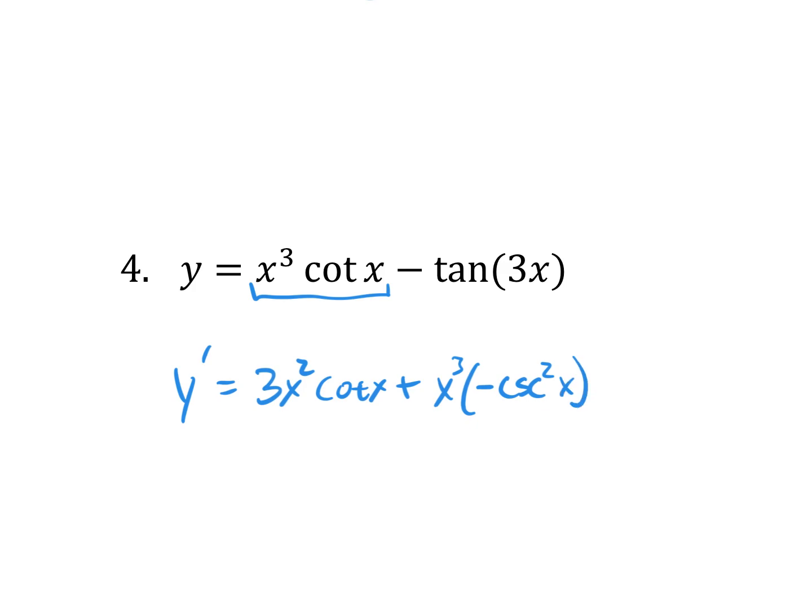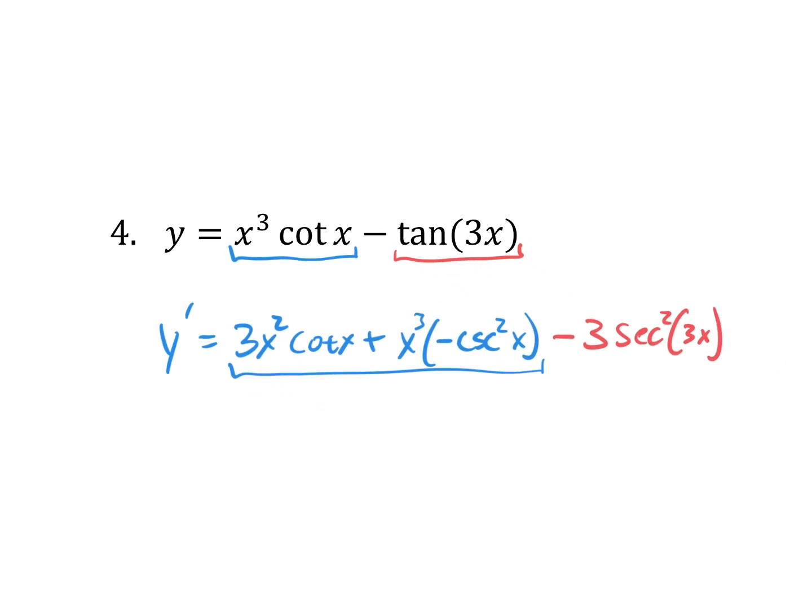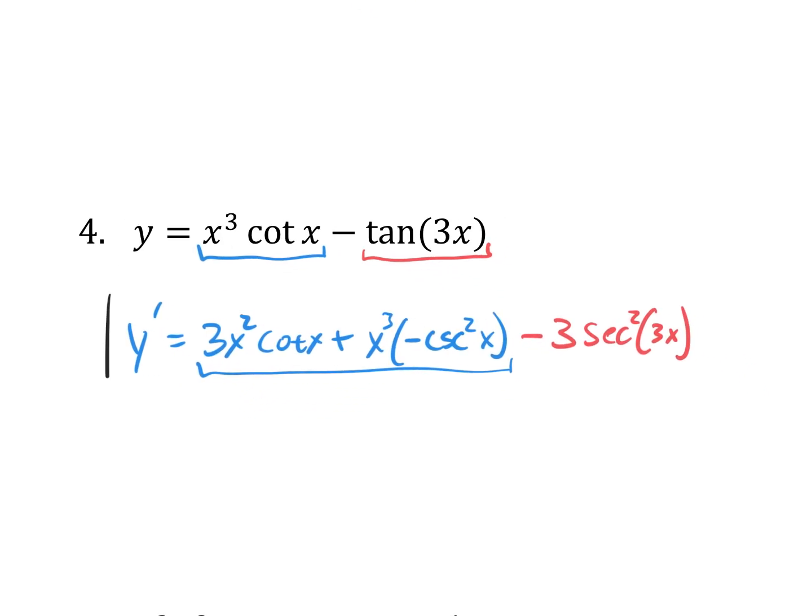That's our product rule that we just did there. Now we got to take the derivative of this part here, which is a chain rule. So derivative of the inside is 3. Derivative of the outside tangent, derivative of tangent is secant squared, and leave the inside alone. Okay, there you have it.